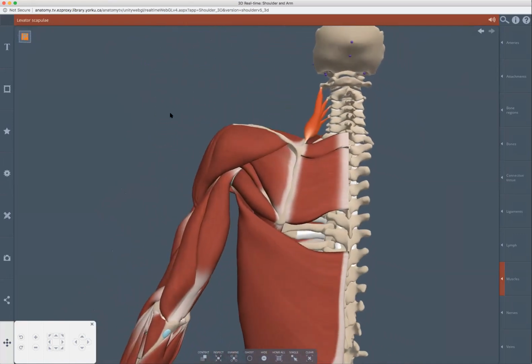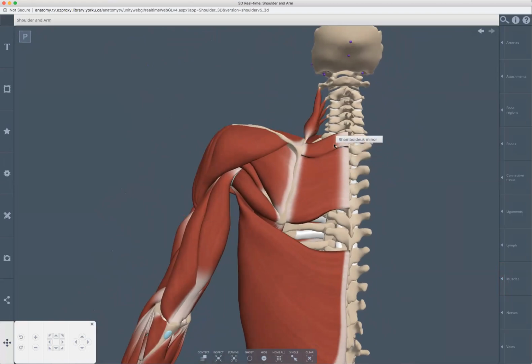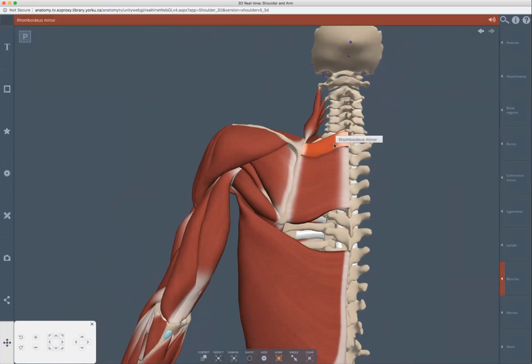All right, as we move a little more posterior, we have our rhomboids. So rhomboid minor and rhomboid major. You do not have to write the full Latin version, rhomboideus, like that on a test. Just rhomboid major and rhomboid minor are sufficient.